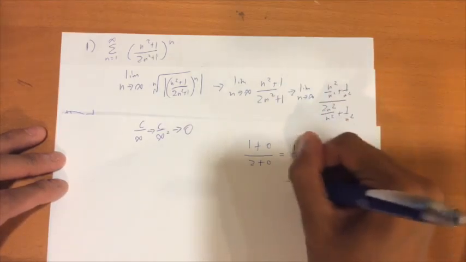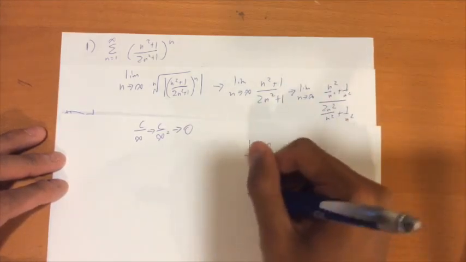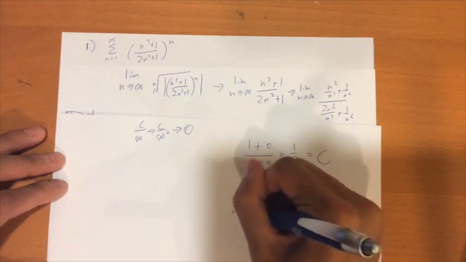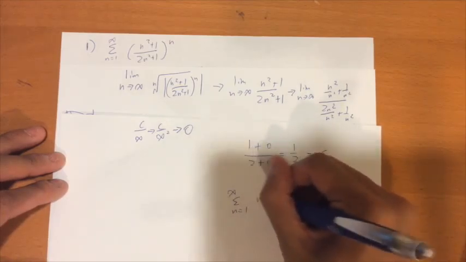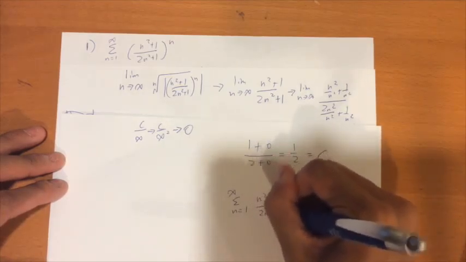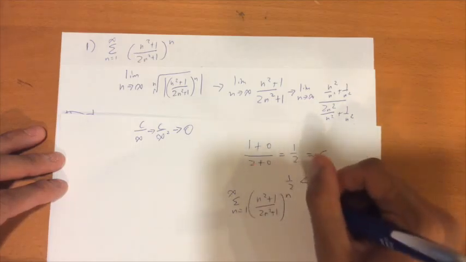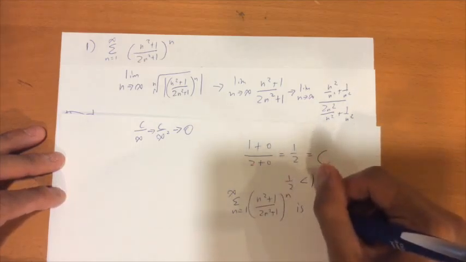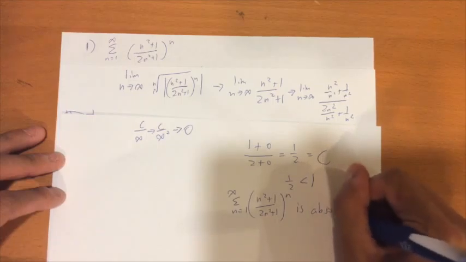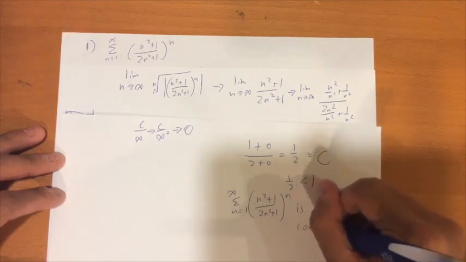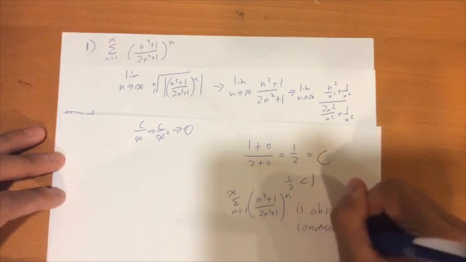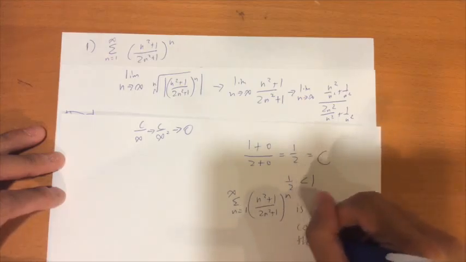So because this 1/2 is less than 1, the whole summation of (n squared plus 1 over 2n squared plus 1) all to the nth power is then absolutely convergent by the root test.